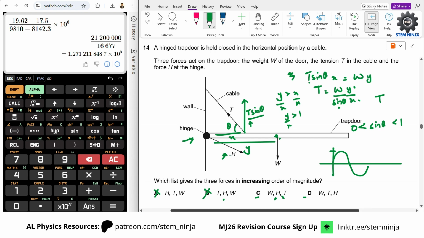H can't be the greatest one. Okay, because H is balancing this in the direction of forces basically. The moment is balanced out by T and W, but H is actually giving the resultant force, or the force in the other direction basically. So I think this would be the correct answer, because H can't be greatest.